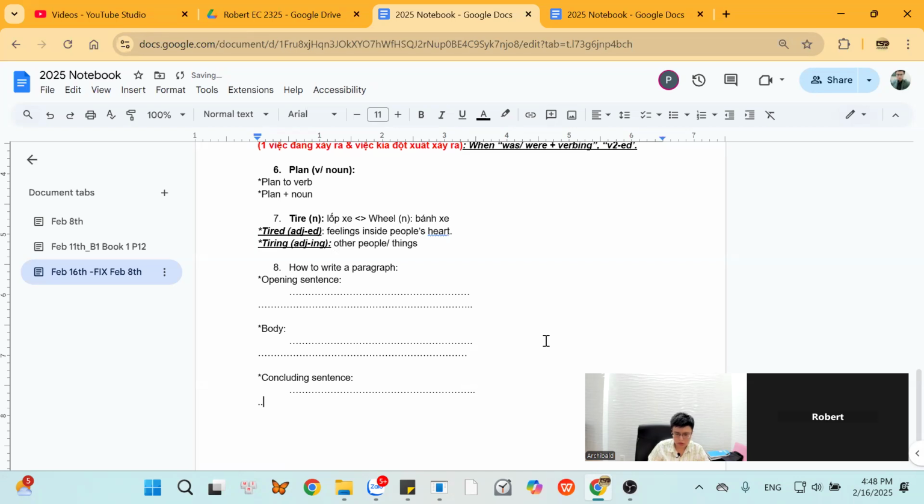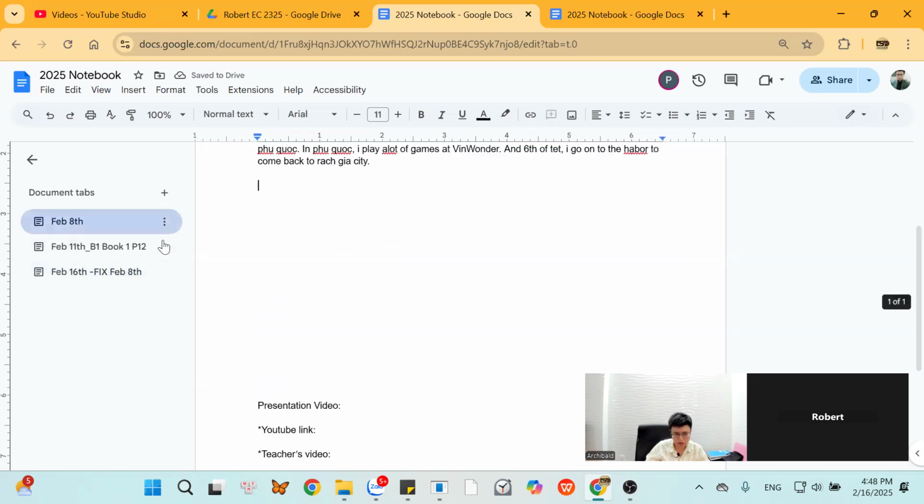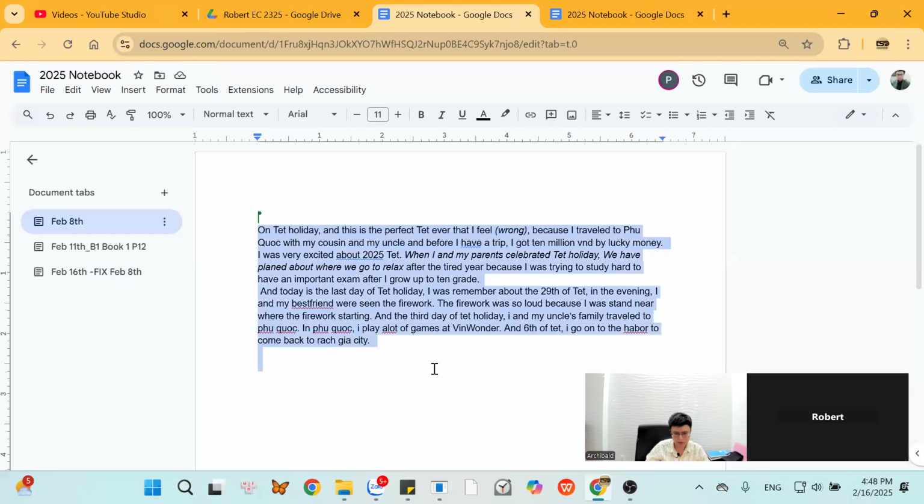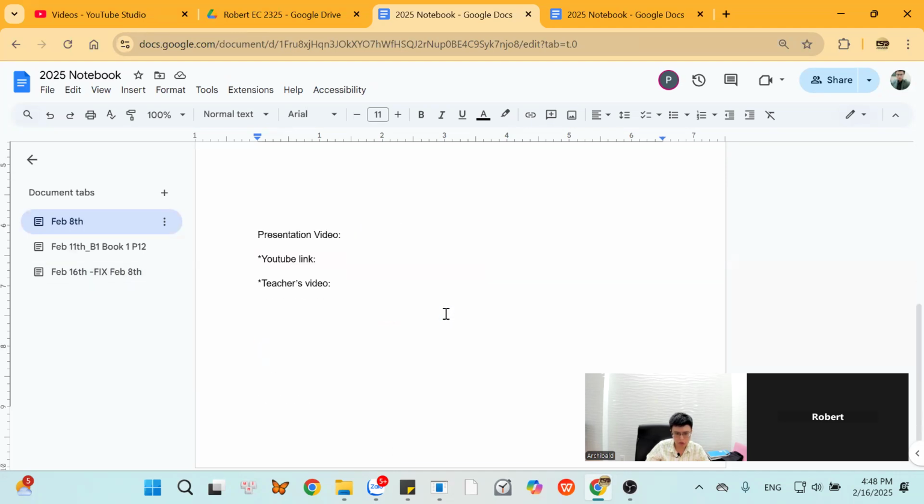All right. So this is how you write. Do you understand me, Robert? Yes, I do. And look at your paragraph. We cannot recognize which sentence is an opening sentence, which sentence is a concluding sentence, and which sentences are the body words. So you have to write your paragraph.